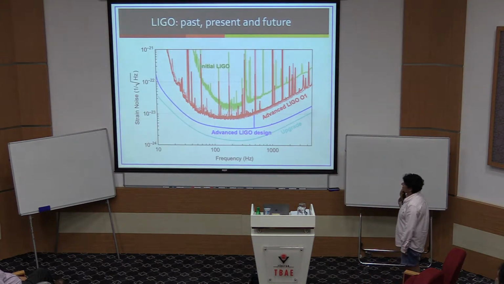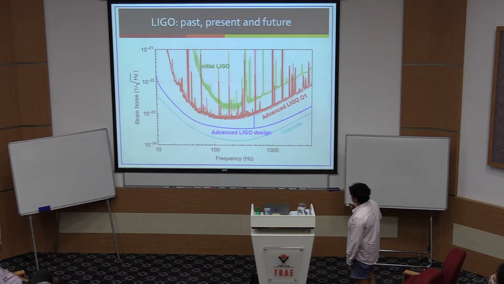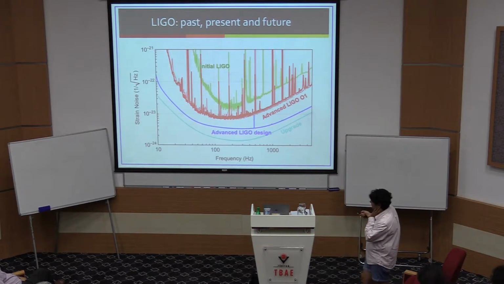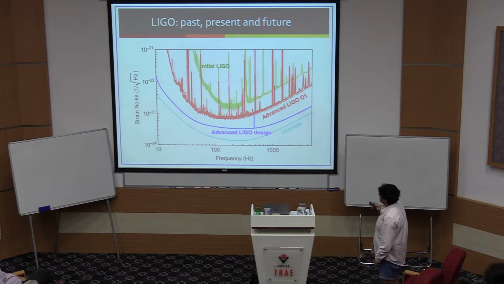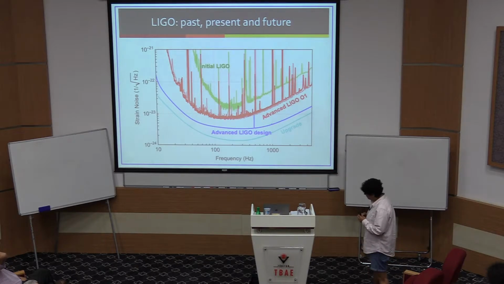So this is what LIGO has looked like in the past, present, and future. On the horizontal axis, we have frequency. You're used to seeing power spectra, and I'm going to go a little more into detail with these; actually they are amplitude spectral densities. And here is the strain noise in units of per root bandwidth. The green curve was what was achieved for initial LIGO, which ran from 2000 to 2011.